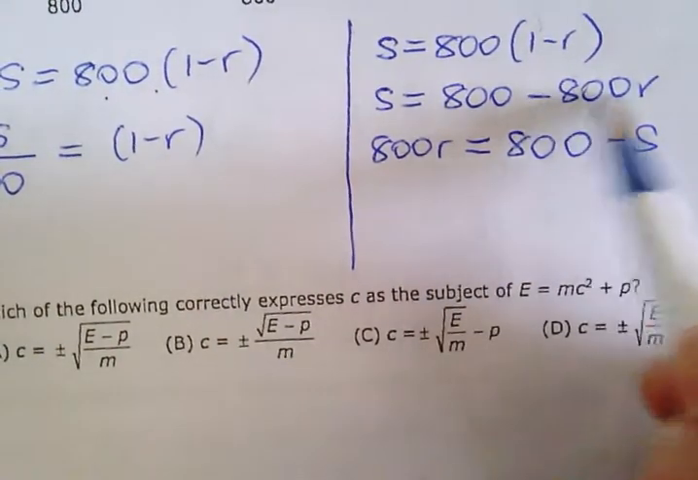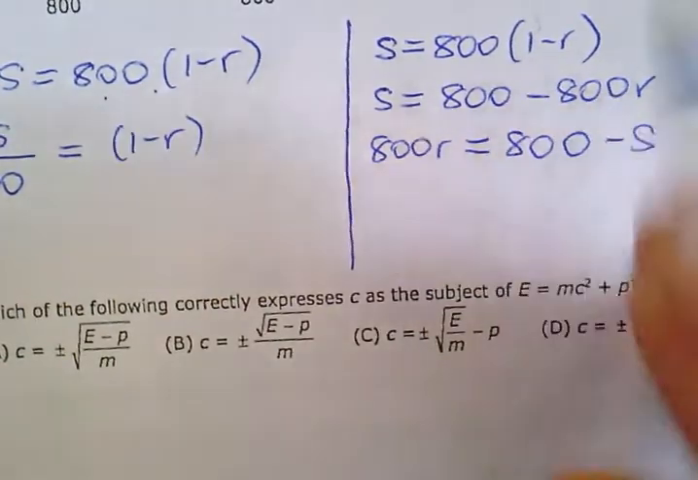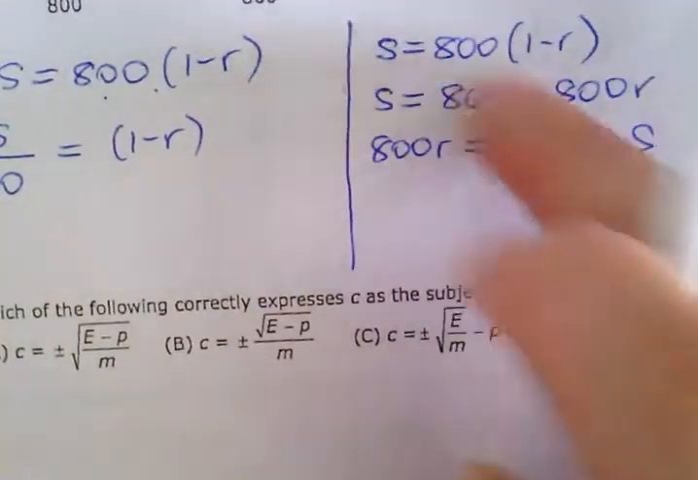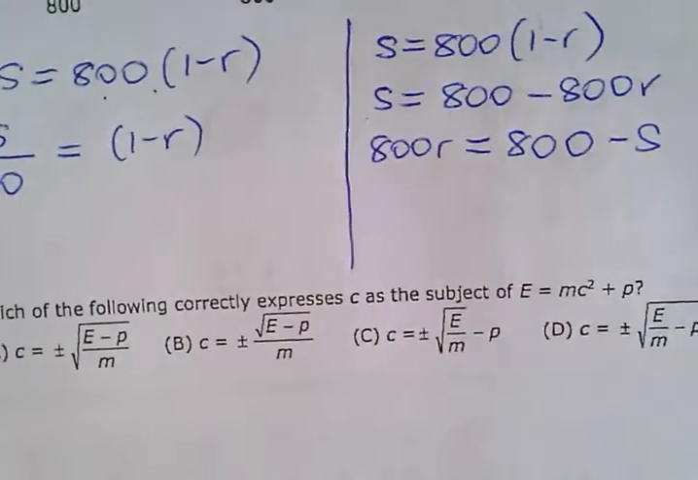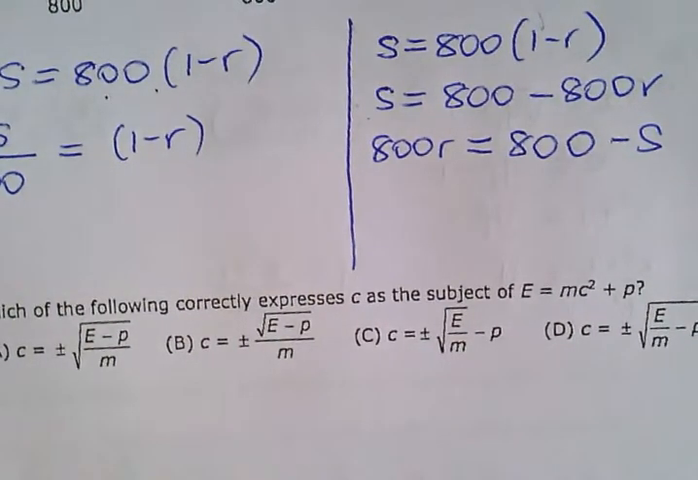So I've taken the minus, inverse operation of minus 800R is plus 800R. Keep the 800 here and take the S over. Do you know why I did that? I want R to be the subject, and at the moment it's minus 800R. I don't want a negative in front of the R. I don't want a minus in front of the R. Otherwise you're going to be dividing by negative 800 later, and that's going to cause you more problems.